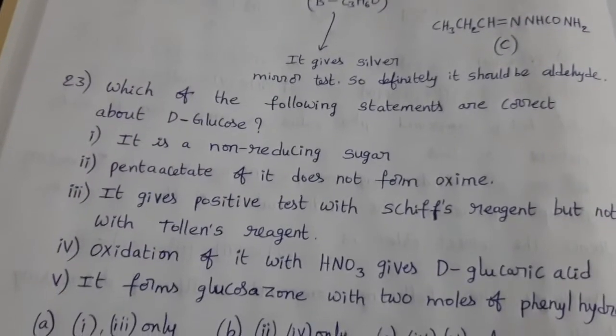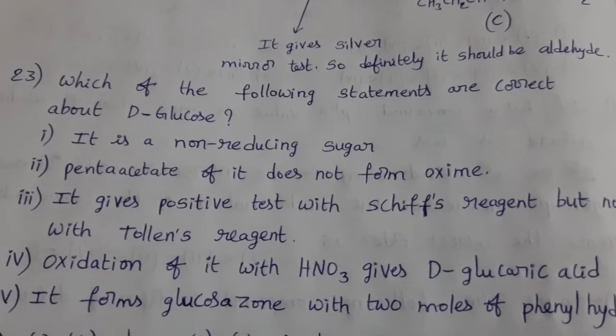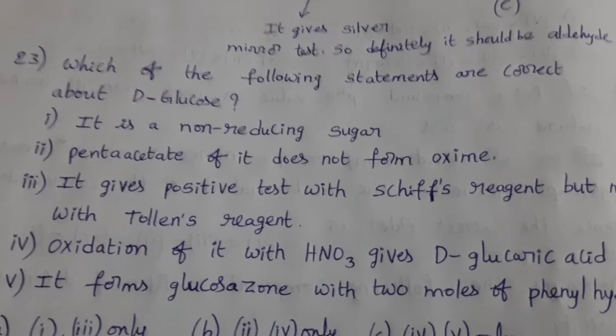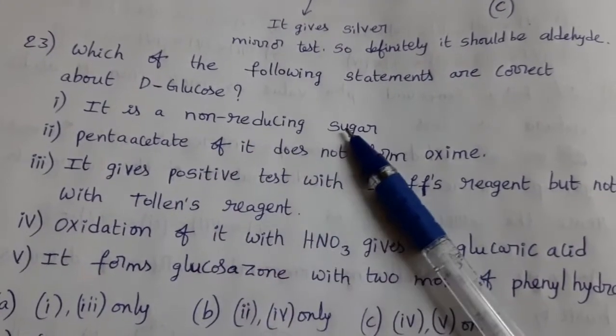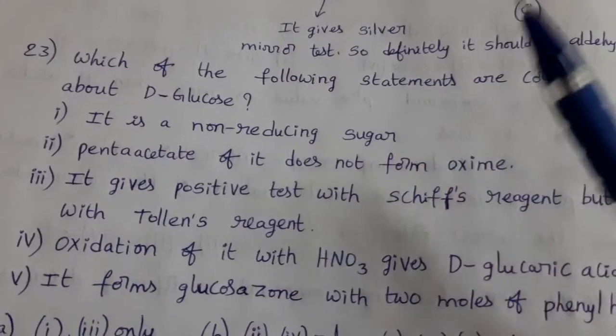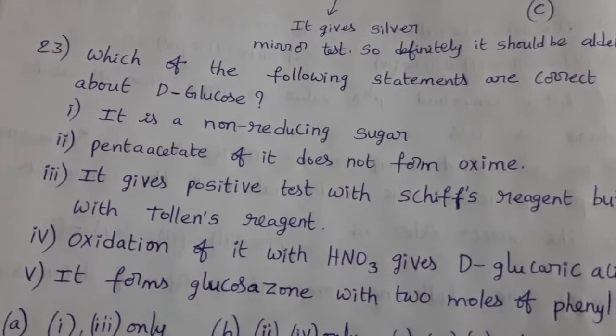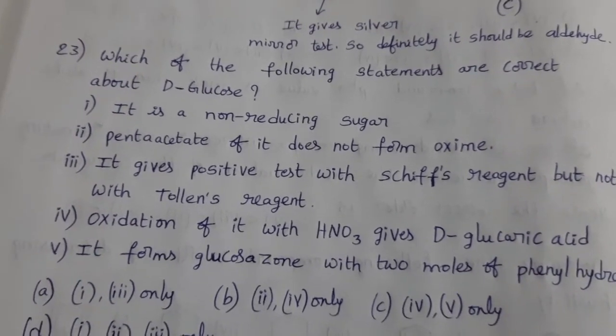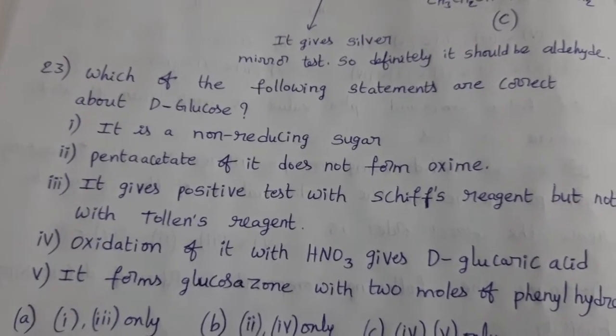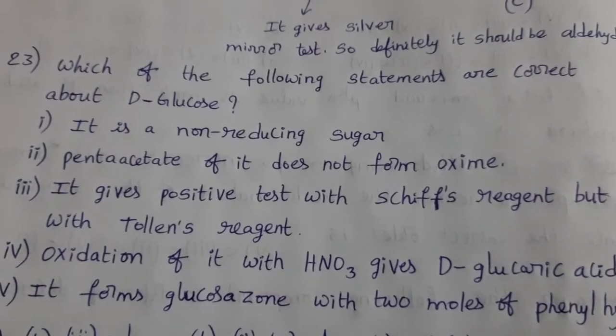Next, which of the following statements are correct about D-glucose? So 5 statements are given. First one, it is a non-reducing sugar. It is wrong. Correct statement we want, because glucose can reduce Tollens reagent and Fehling's solution. So statement 1 is incorrect.